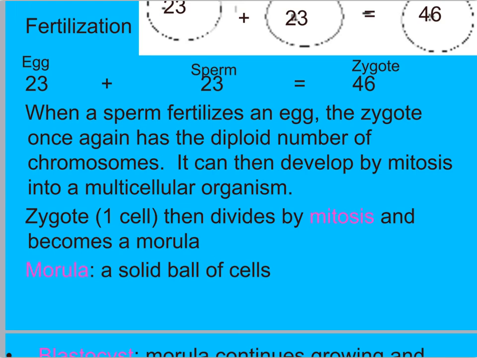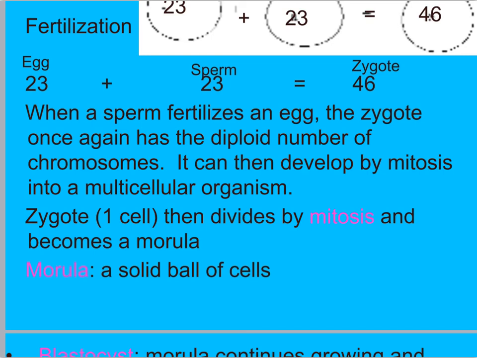All right, so fertilization. Remember, egg plus sperm gives you zygote. When the sperm fertilizes the egg, the zygote then has the diploid number. We've kind of gone over and over that. Now, I mentioned before that the zygote will then go through mitosis to become the multicellular organism that you are today.